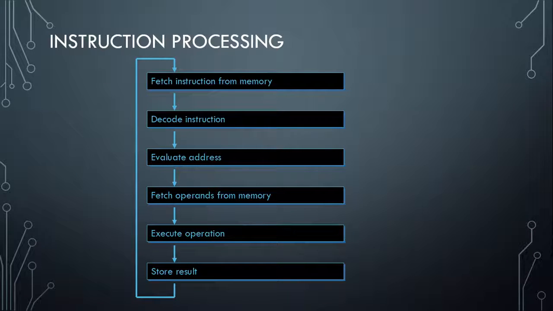So let's look a little bit at how instruction processing works. You can see we have this nice little flowchart here. It starts off with fetch instruction from memory, then decode instruction, then evaluate address, fetch operands from memory, execute operation, store result, and then it returns back to the start and goes all over again.